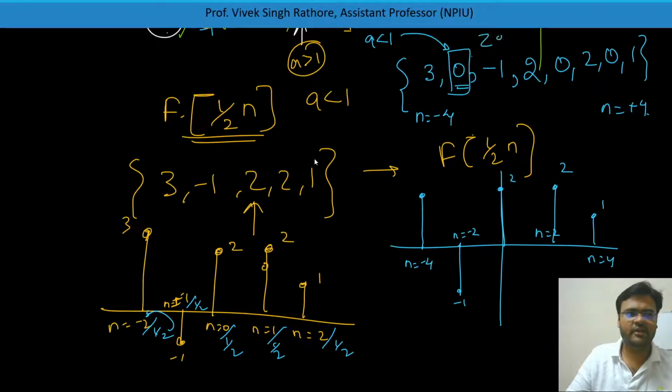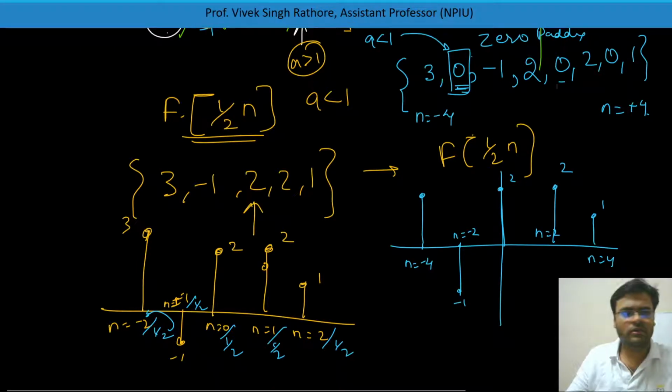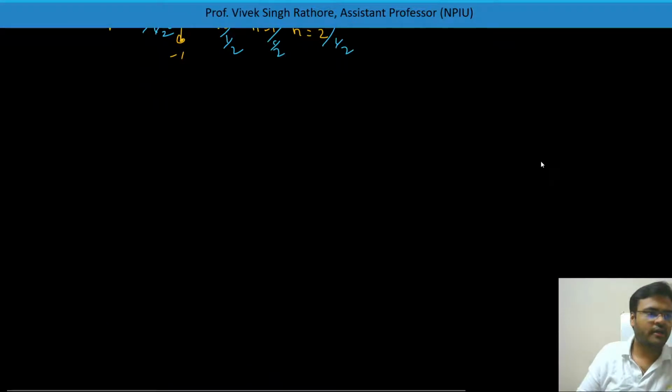There may be some unknown values also, and these unknown values can be calculated by interpolation techniques. We can do it. So these are all the scaling properties which we have seen in the discrete time signal, and the time shifting property. Now last we'll see time reversal also in our discrete time signal.